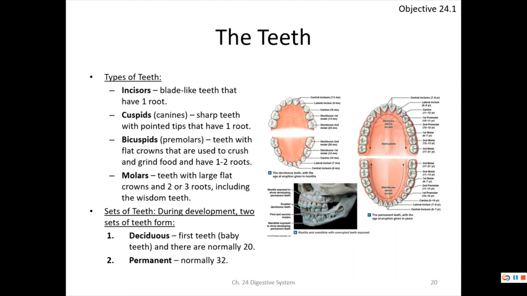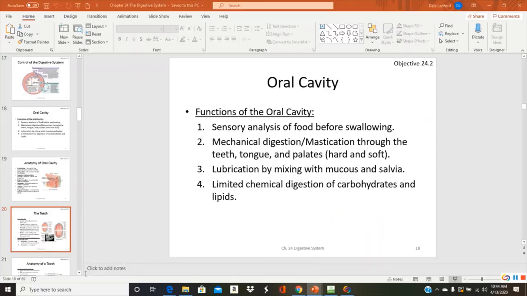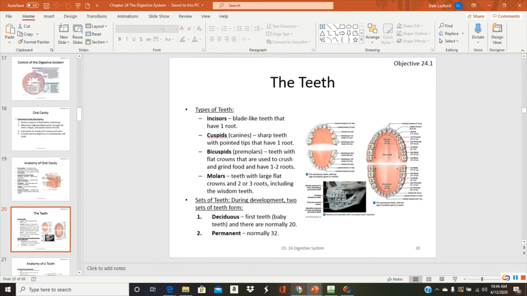Now normally an adult has 32 teeth. I'm saying normally. Are there abnormalities? Absolutely. Now I have less than that. I have six less than 32. I had to lose my second premolar and my third molars on my uppers and lowers.